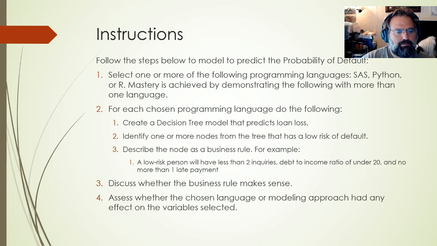For each chosen programming language, do the following. Create a decision tree model that predicts loan loss. Identify one or more nodes from the tree that has a low risk of default. Describe the node in a business rule. For example, a low-risk person will have less than 2 inquiries, debt-to-income ratio of under 20, and no more than 1 late payment. So you need to interpret that tree into an understandable sort of rule.